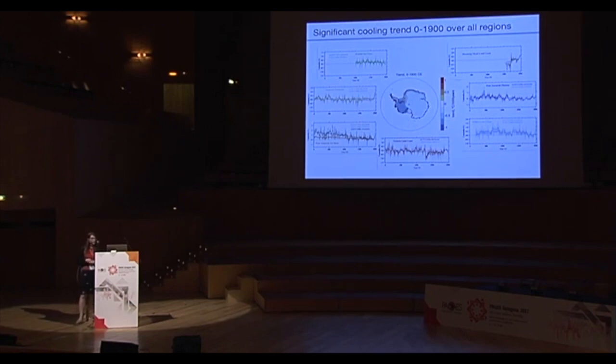And what do we find? First thing we find is a significant cooling trend over all regions. So I just plotted in the map the trend from 0 to 1900. So it's in degrees per thousand years. And you can see the trend is the largest in West Antarctica, and it's something like a degree to half a degree in the rest of the continent.